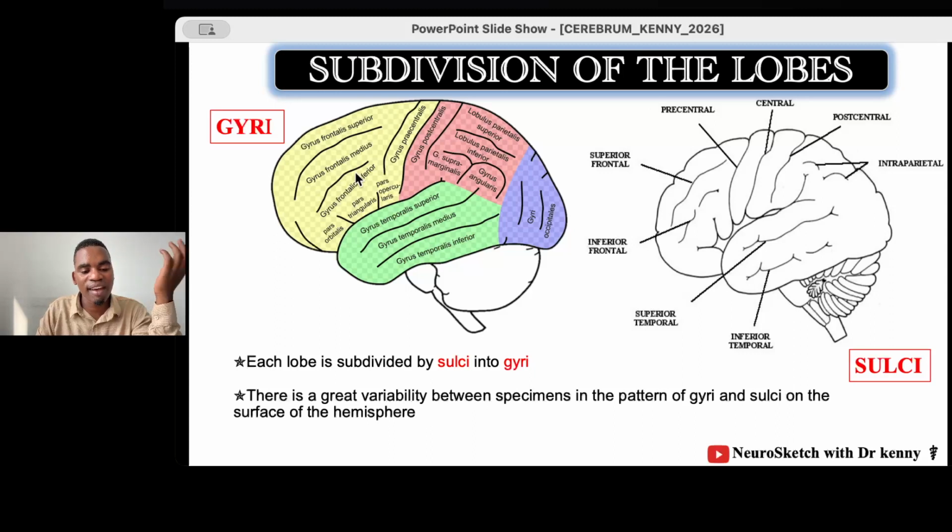The frontal lobe is also further subdivided by sulci into gyri. For example, you have the superior frontal gyrus, which is gyrus frontalis superior in Latin, and also gyrus frontalis medius, which is the middle frontal gyrus, and this is the inferior frontal gyrus, also called gyrus frontalis inferior. We have the gyrus precentralis, the precentral gyrus, primary motor area, Brodmann area number 4, found on the frontal lobe, but also the gyrus postcentralis, the post-central gyrus, Brodmann area 3, 1 and 2, the primary somatosensory area, found on the parietal lobe. So these are the major gyri, and these are the major sulci that are dividing the different lobes of the cerebral hemisphere into small gyri.